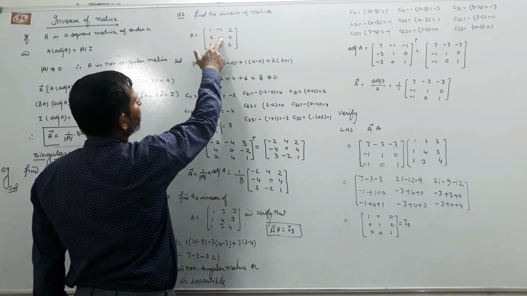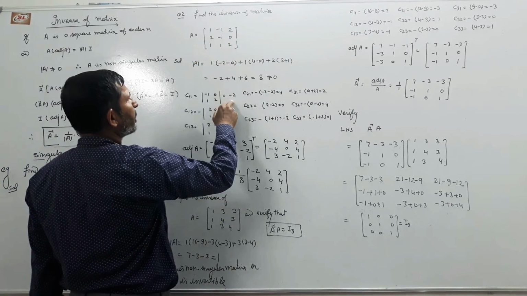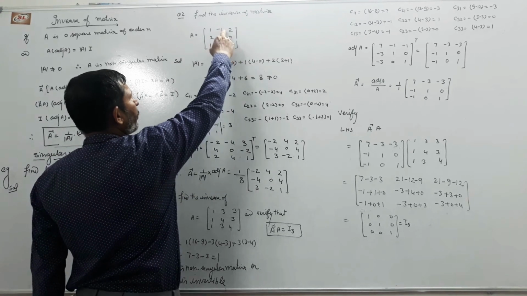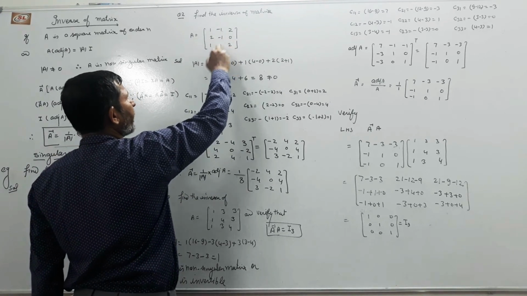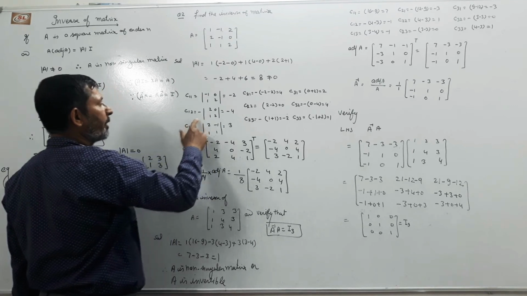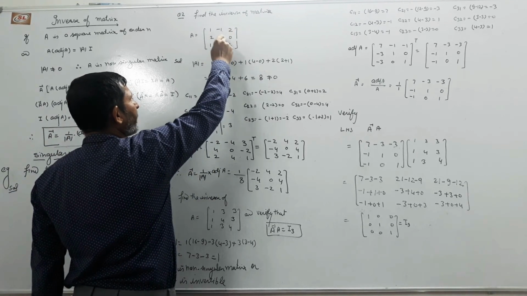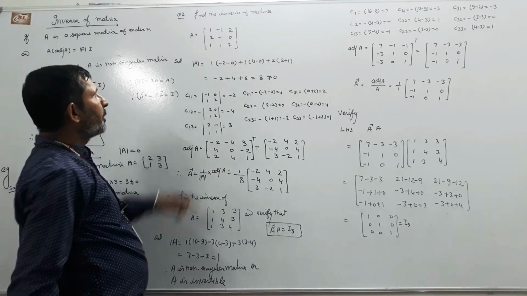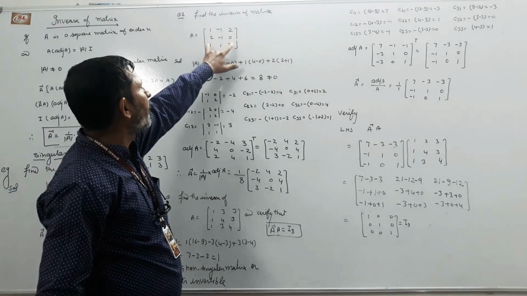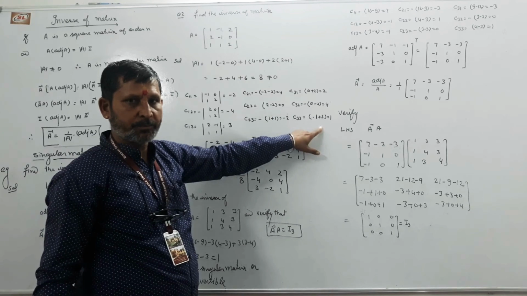Cofactor of 1: this into this minus this into this, -2. Cofactor of -1: 2 2s are 4, -0, and 1 2 is already negative. Cofactor of 1 3: 2 1s are 2, minus plus 1 3. Similarly, we find the cofactor of the second row as well as the cofactor of the third row.